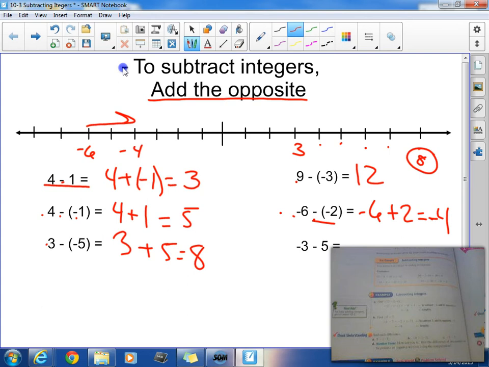All right, one last one for this side of the issue. Negative 3 minus 5. Okay? Well, in this case, I have negative 3. That's going to stay the same, but I'm going to be adding the opposite. So the opposite of a positive 5 is negative 5. So I'm going to be adding a negative 5. So there we go. Negative 3 plus a negative 5 is going to be negative 8. Okay? So you see how, to subtract, I simply add the opposite.